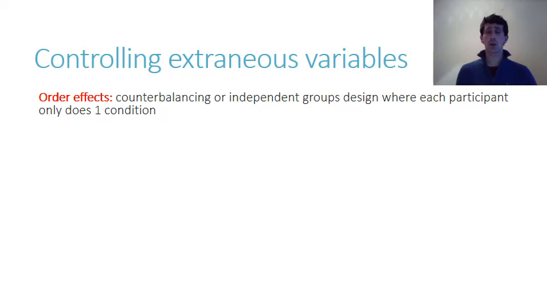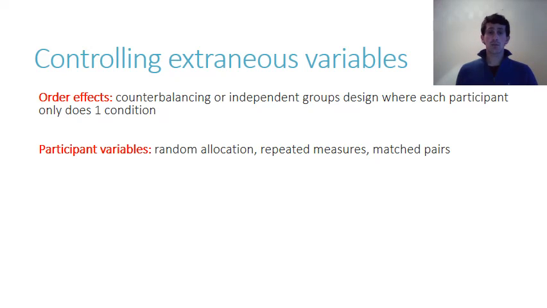So order effects, we already know what to do. We do counterbalancing. So we swap the different order that the two different groups are going to do. Or you could do an independent groups design. So where all the participants are different in both conditions. Therefore, you're not going to get order effects because they're only doing one condition each. They're not going to be able to learn from the first condition and then get better at it in the second condition because you've got two completely different groups of people. So order effects can't happen.